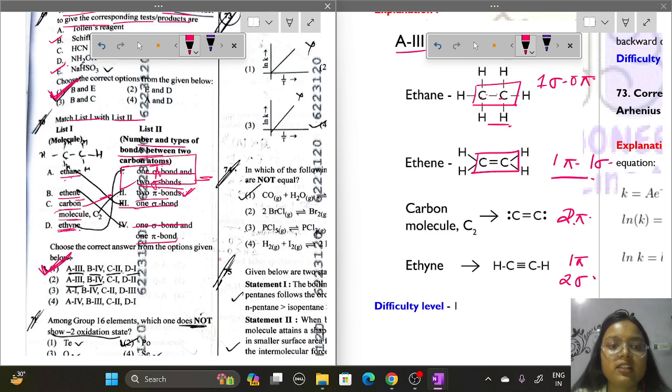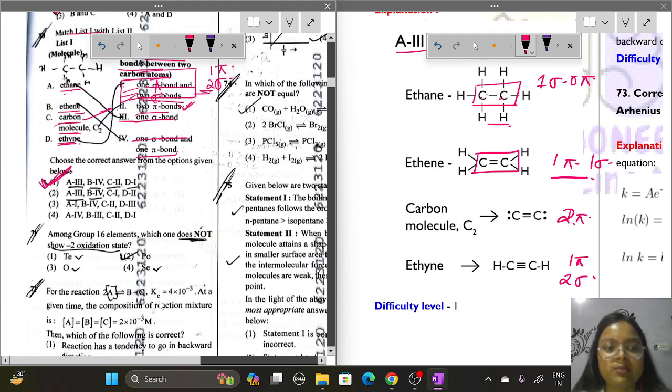This question, I think it is printed wrong. 1 pi bond and 2 sigma bonds, because it is not possible that any compound will have 1 sigma bond and 2 pi bonds. If it is having 2 pi bonds, then obviously it will have 2 sigma bonds as well, right? So I think it is an incorrect question.